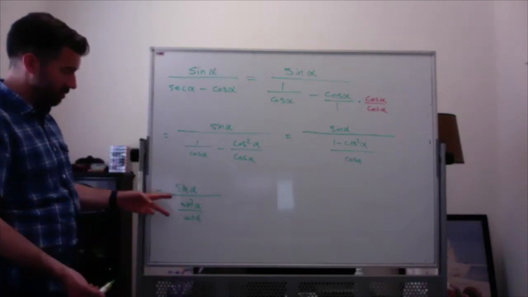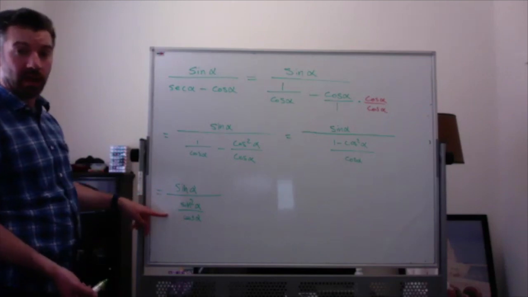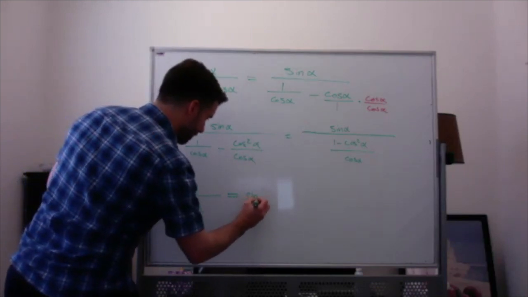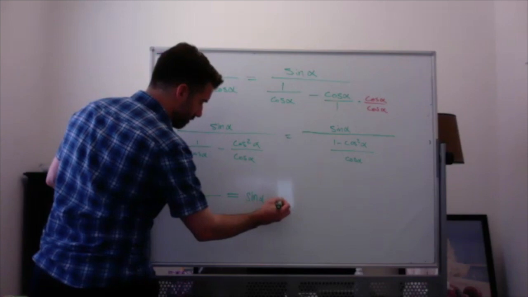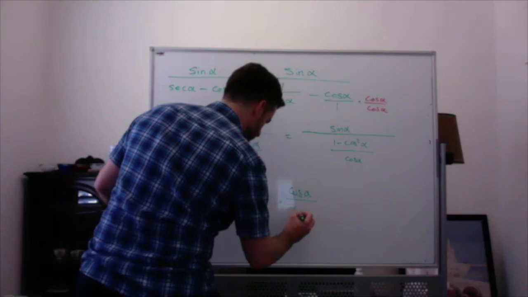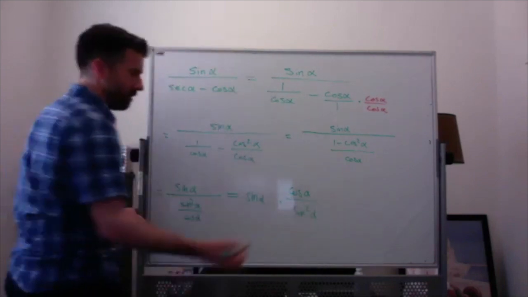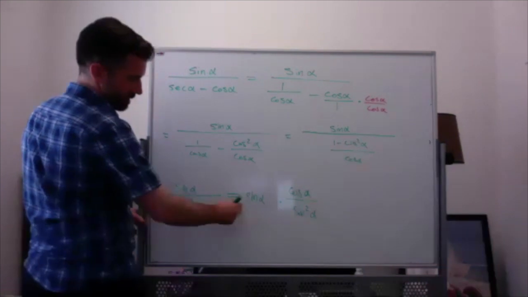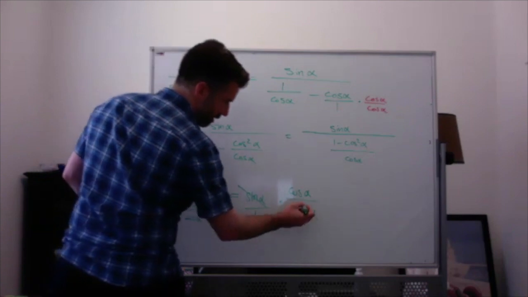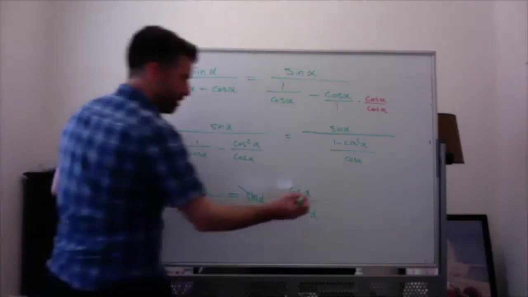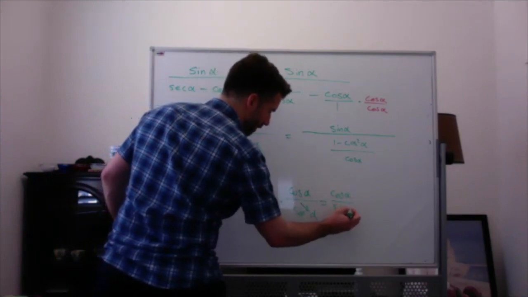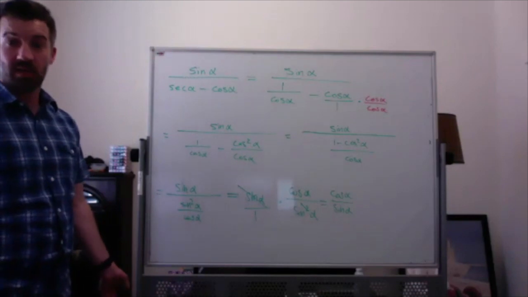And then I'm going to multiply by the reciprocal. If I'm dividing by a fraction, I'm going to multiply by its reciprocal. This is going to become sine of alpha times the reciprocal of this, so cosine of alpha over sine squared of alpha. And then I'm going to write this as sine of alpha over 1. And I can cancel a sine here and one of the sines there. So I end up with just cosine of alpha over sine of alpha. And cosine over sine is cotangent.